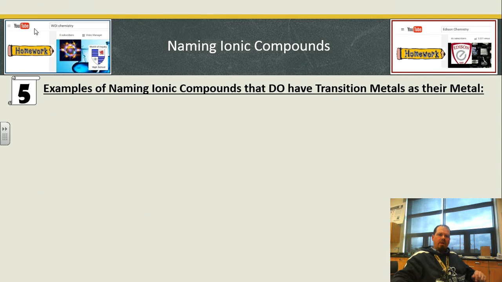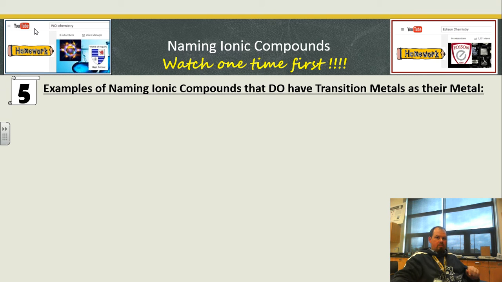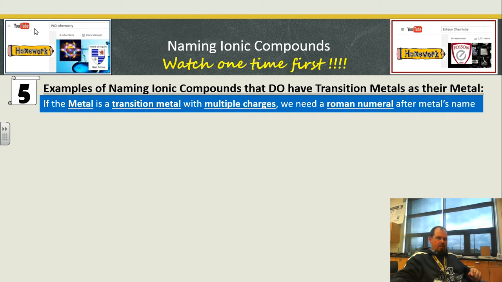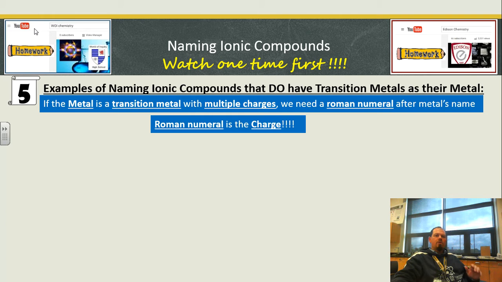Keep moving. Okay, so now the ones that do have transition metals as their metals. Watch how this goes, because we have to pick. When the transition metal has multiple charges, I need the Roman numeral. The Roman numeral is the charge. You're going to hear me say that in class. Say it with me now: the Roman numeral is the charge. So I can go backwards now.